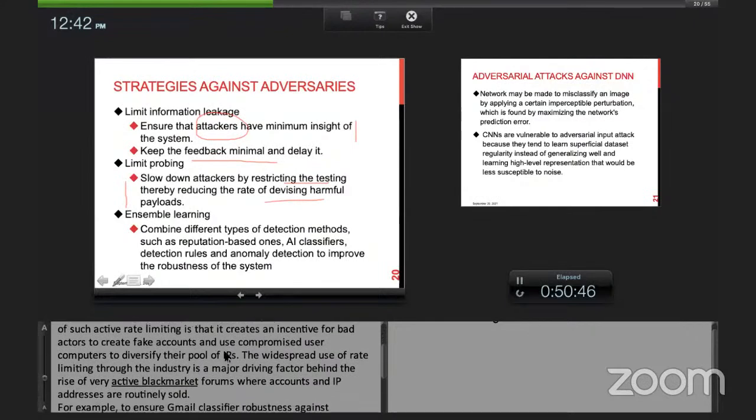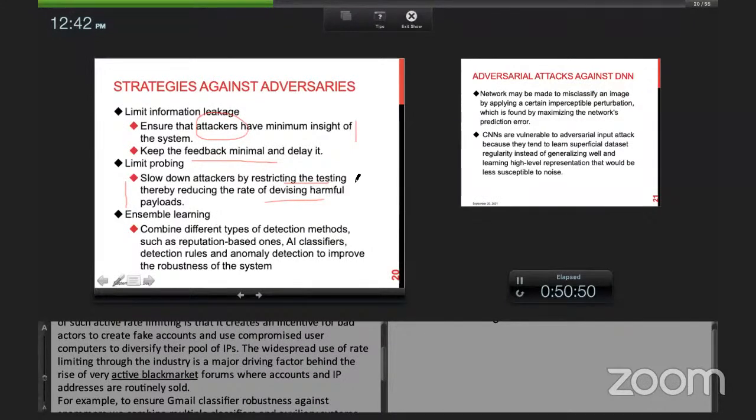So rate limiting is a major driving force nowadays, but you are slowing down your system by restricting the testing. It's a two-edged sword, you can say. Why? Because if you restrict the testing, you may not always get the expected or desired result. But if you do not restrict testing, and you test each and every new payload, then the attacker has the chance to devise a new payload and give it for testing, and you may not even notice it, because you are thinking the payload will never look unfamiliar.